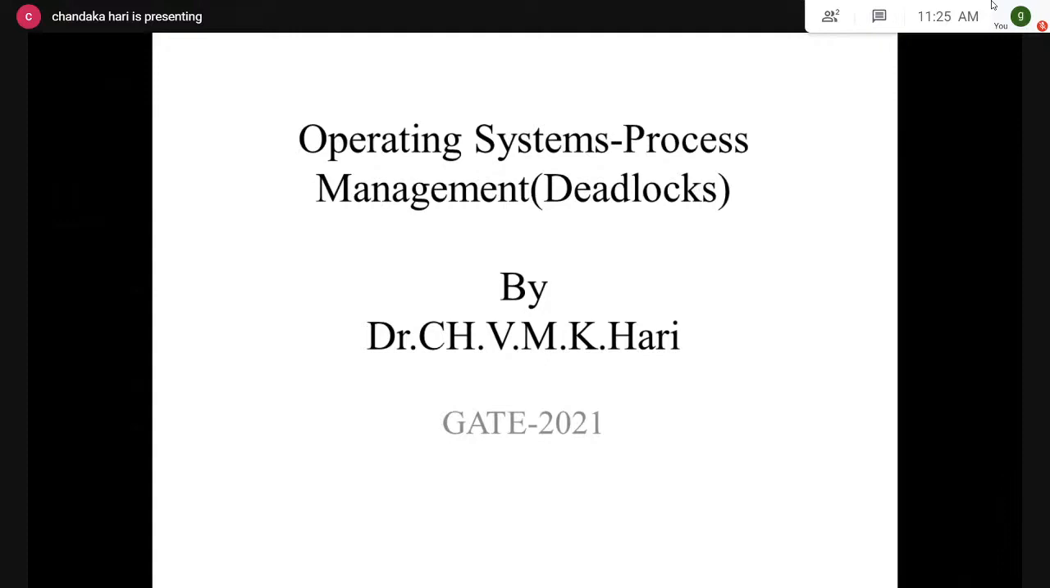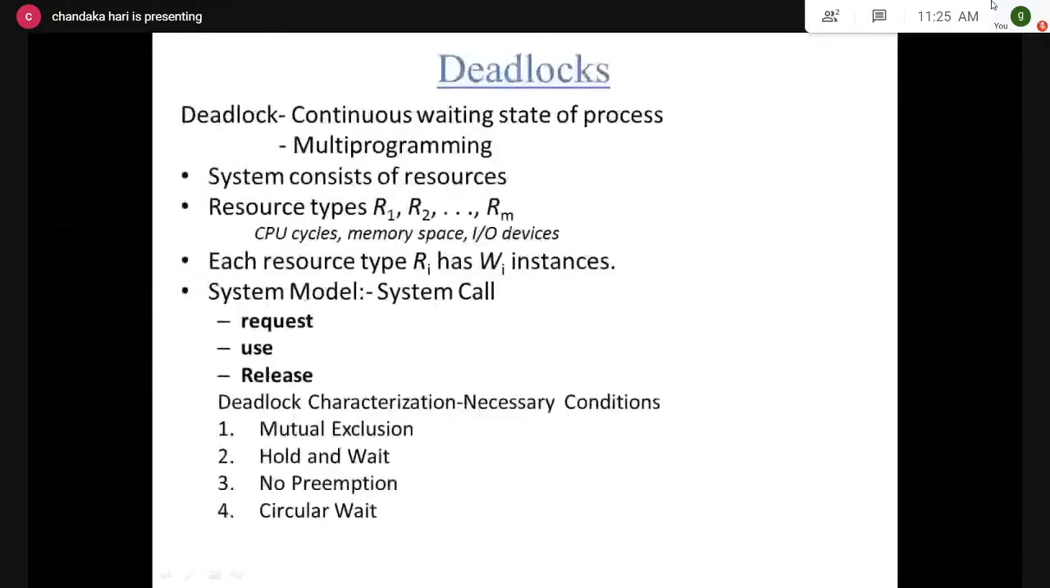Now coming to the last topic of discussion in process management, deadlocks. We have completed process scheduling and process synchronization. Now the last topic is deadlocks.